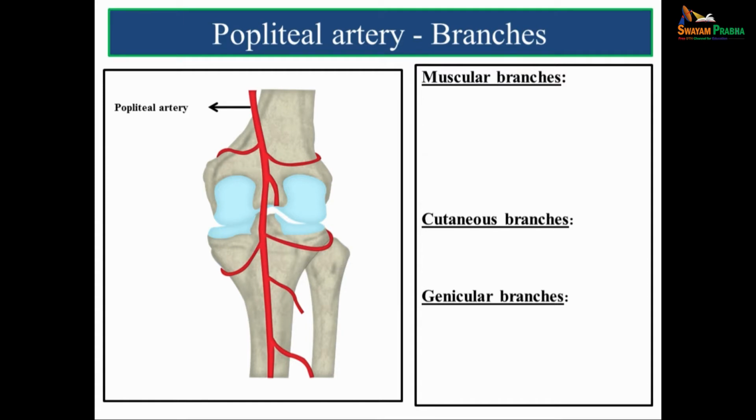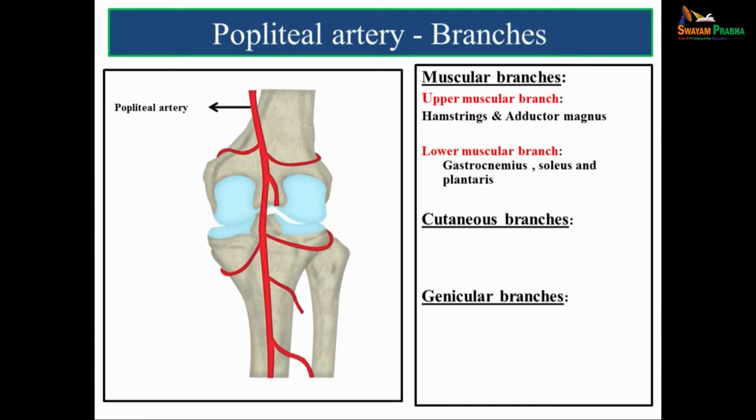Now let us see the branches of the popliteal artery. So this is the popliteal artery. It gives rise to three important branches: the muscular branches, cutaneous branches, and genicular branches, which supply the knee joint. The muscular branches are the upper muscular branch and lower muscular branch. The upper muscular branch gives branches to the hamstrings and adductor magnus muscle. The lower muscular branch gives branches to the gastrocnemius, soleus, and plantaris muscle.